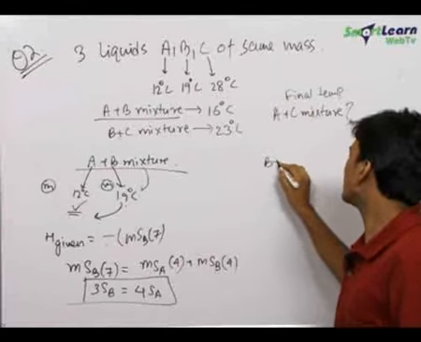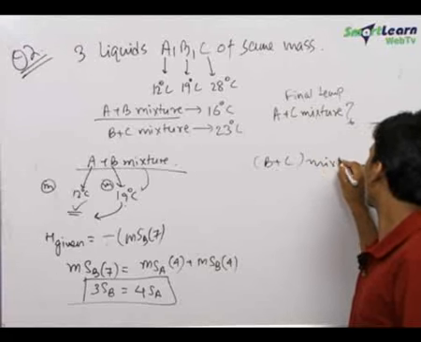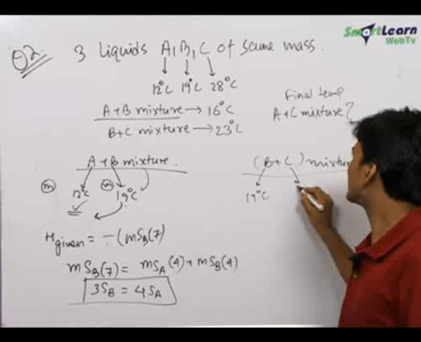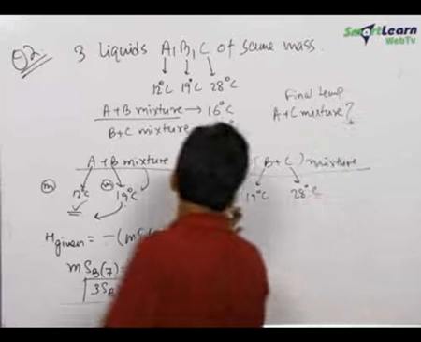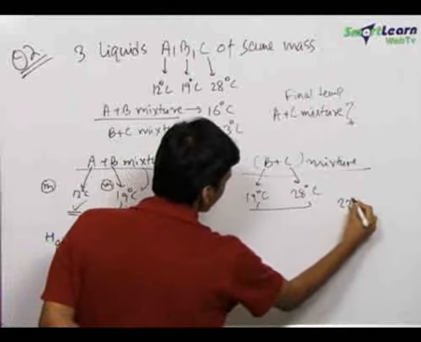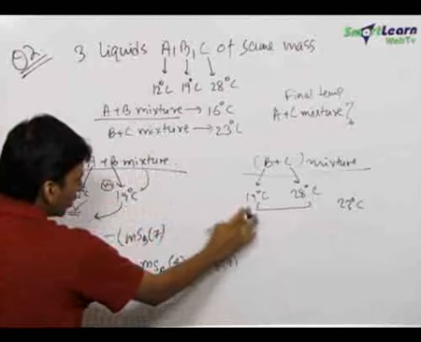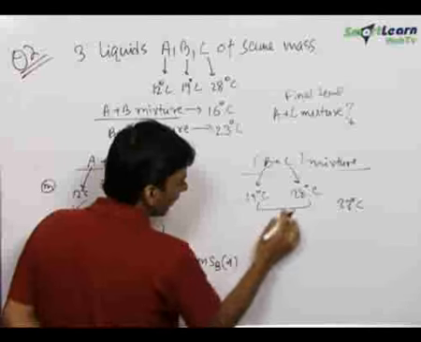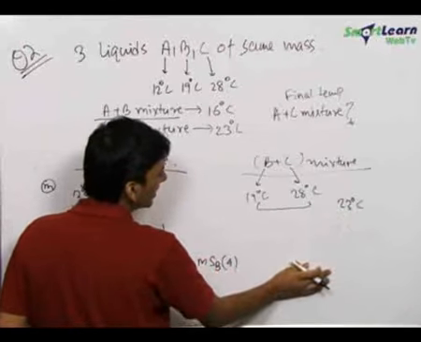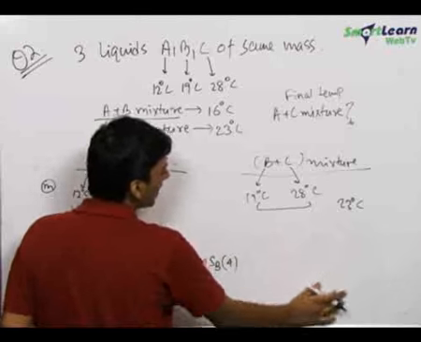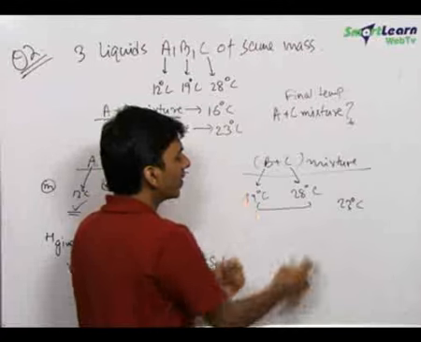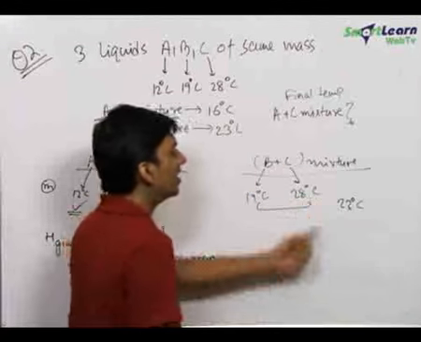Similarly for the B plus C mixture, initially B was at 19 degrees Celsius and C was at 28 degrees Celsius. The final temperature of the mixture comes out to be 23 degrees Celsius. If you do not like that method, you can also do it like this. The final temperature is 23 degrees Celsius, that means B has risen from 19 degrees Celsius to 23 degrees Celsius and C has fallen from 28 degrees Celsius to 23 degrees Celsius. So when B went from 19 to 23, it absorbed heat. When C fell from 28 to 23, it released heat.